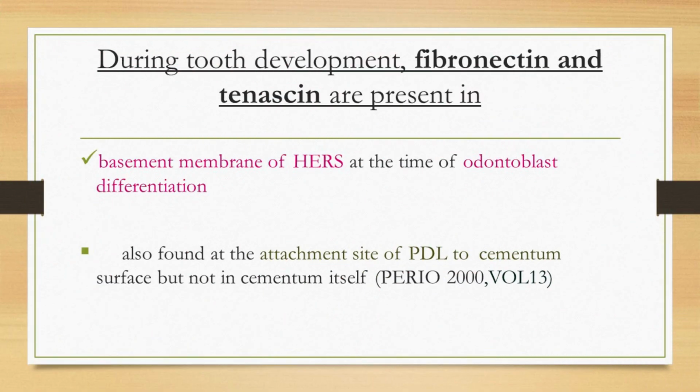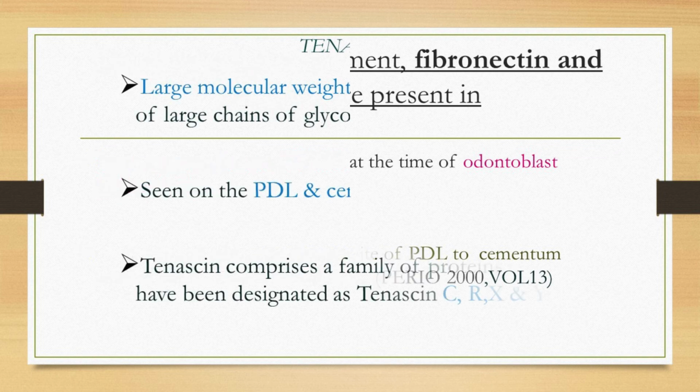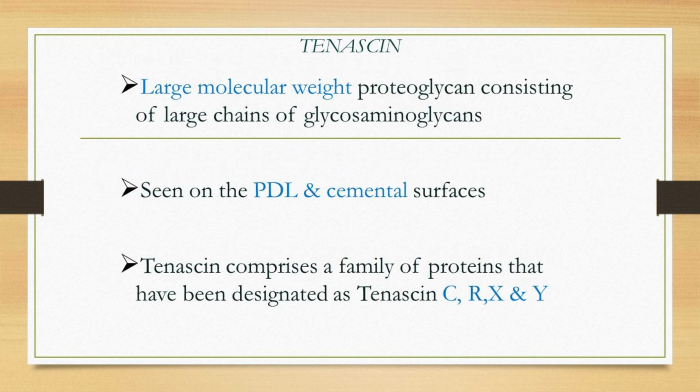During tooth development, fibronectin and tenascin are present in the basement membrane of the Hertwig's epithelial root sheath at the time of odontoblast differentiation. It is also found at the attachment site of the periodontal ligament to the cementum surface, but not in the cementum itself. The next non-collagenous protein is tenascin, which is a large molecular weight proteoglycan containing a large glycosaminoglycan chain, seen in the periodontal ligament and on cemental surfaces.